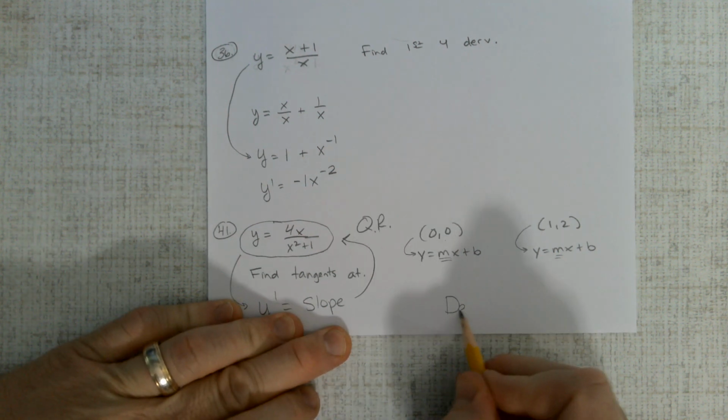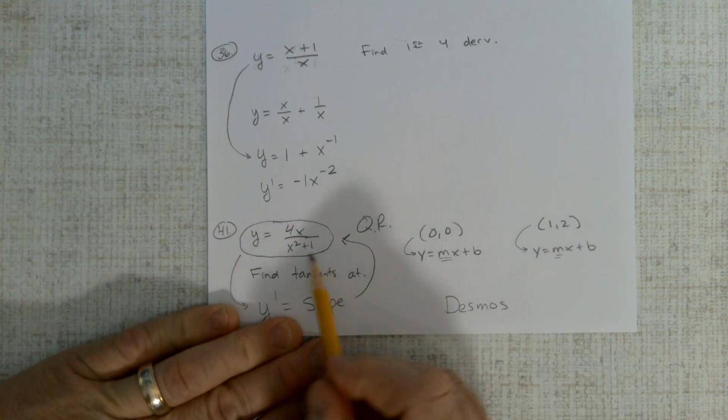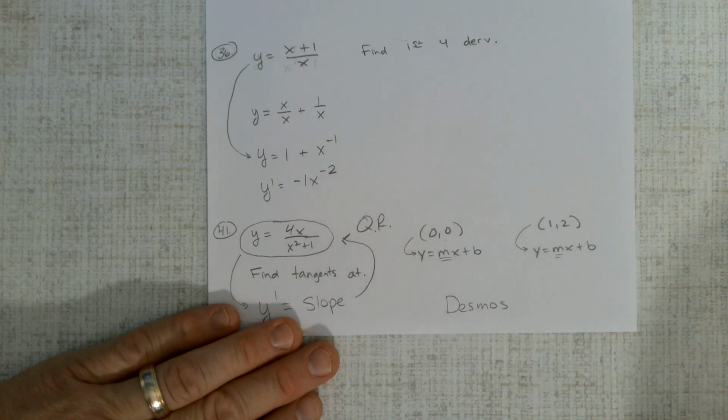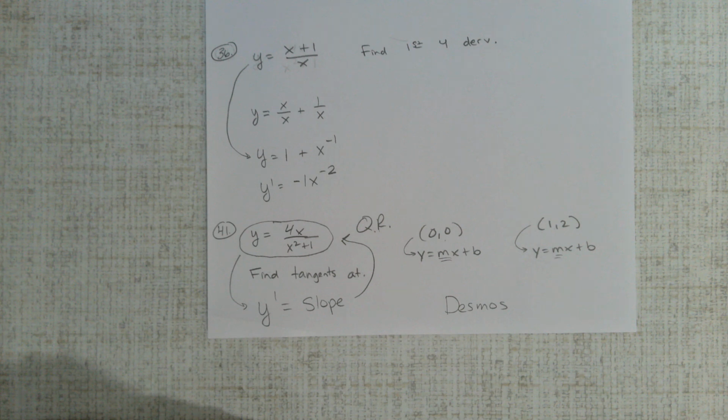This is a good one to graph on Desmos. Graph this equation on Desmos, graph your 2 points, graph your lines, and everything should match up and look nice in Desmos.